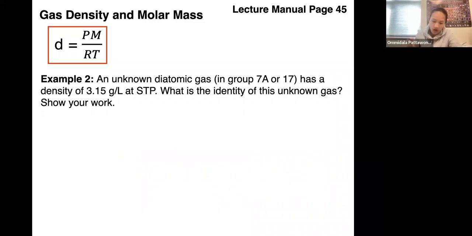All right, I would like you to do an example by yourself. I would like you to think about a diatomic gas that is in this group. And then think about the given density and this condition right here. I want to know what this unknown gas is. So pause the video now, start this problem, and resume the video again when you finish.